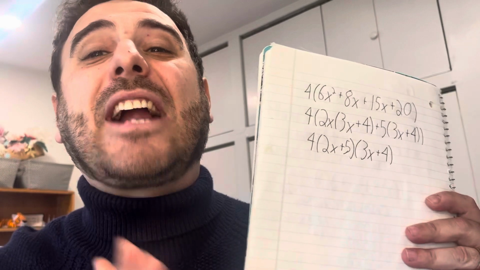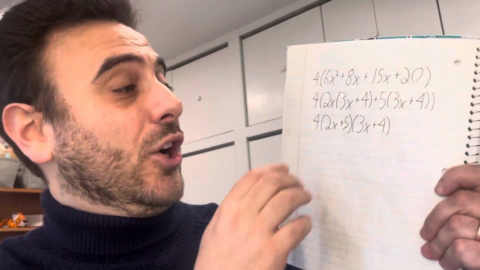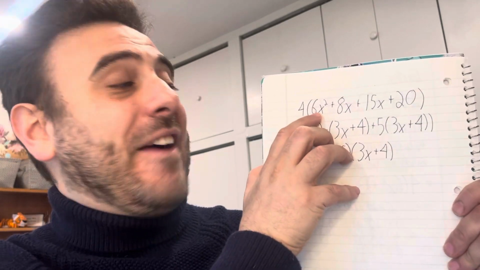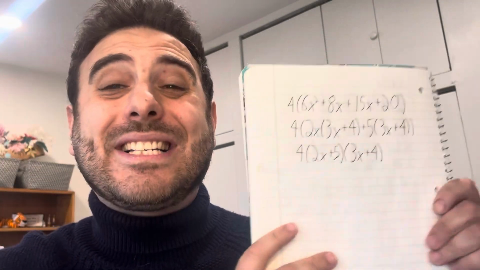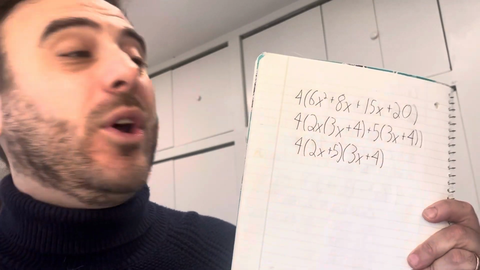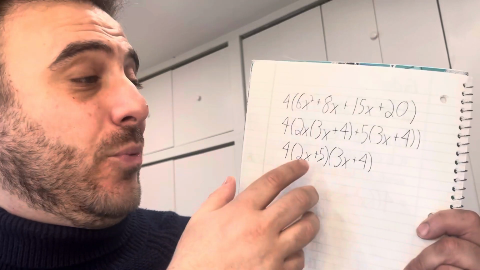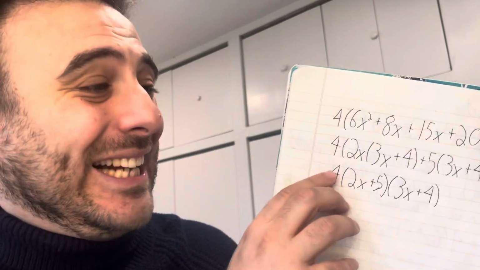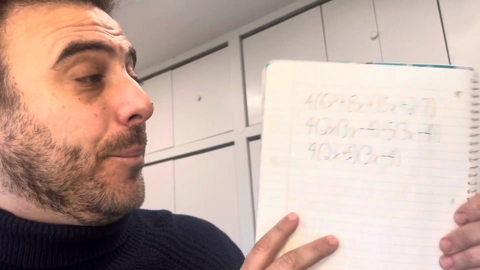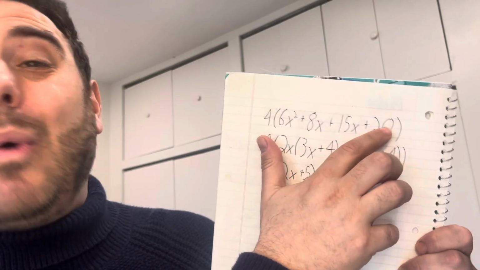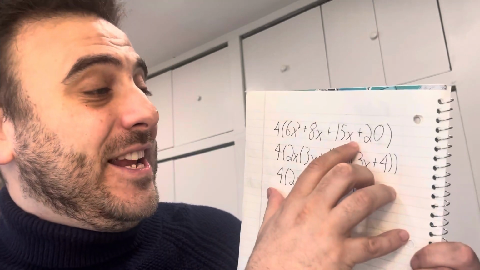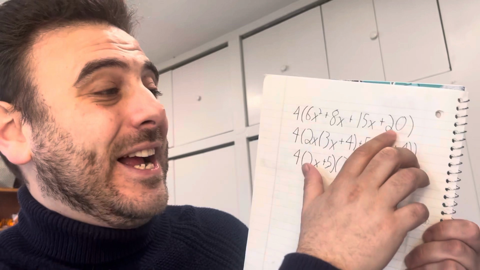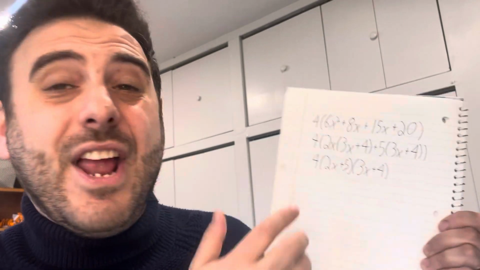And again, factor by grouping of the first two terms and then the last two terms. Well, the greatest common factor of 6x squared and 8x is 2x. So we pull that out, and what are we left with? 6x squared divided by 2x is 3x, and 8x divided by 2x is 4. If we have 15x plus 20, and we look for the greatest common factor, that would be 5. 15x divided by 5 is 3x, and 20 divided by 5 is 4.